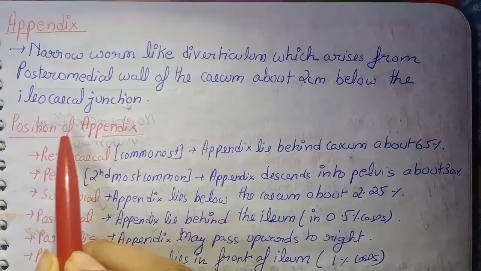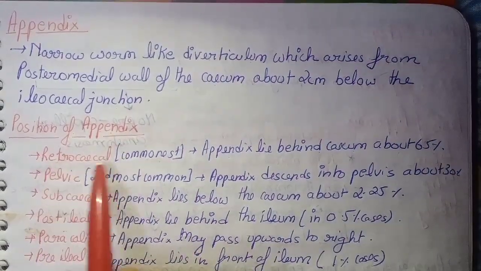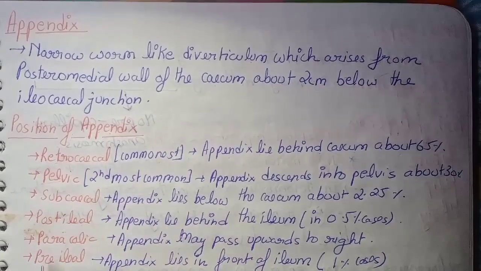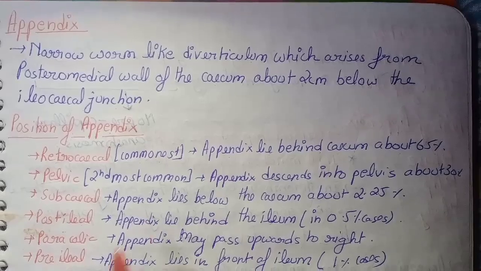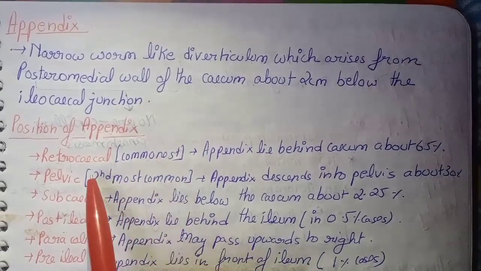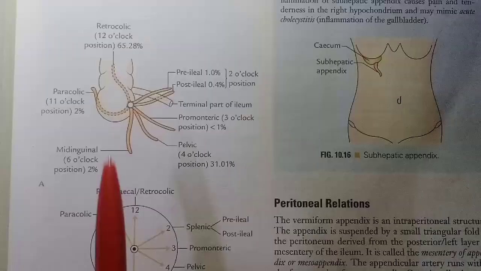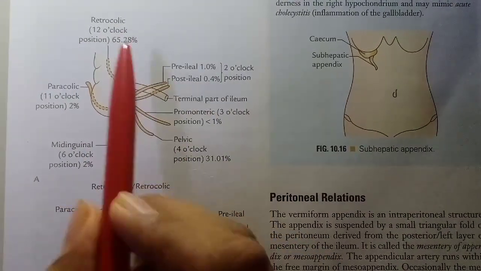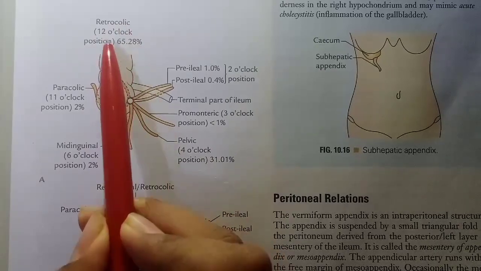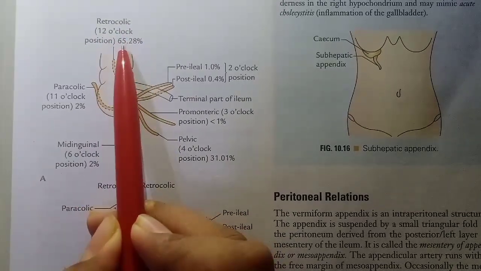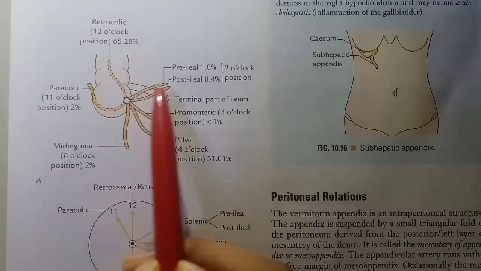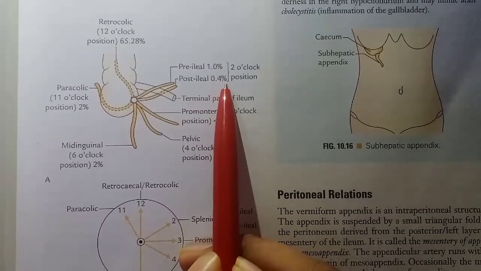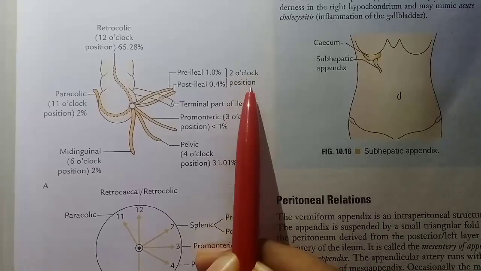Now coming to position of appendix: retrocecal, pelvic, subcecal, post-ileal, paracolic and pre-ileal. Retrocecal is commonest and second most common is pelvic. As you can see in the diagram, these all are the positions of the appendix, in which you can see retrocolic, it is 12 o'clock position, which is 65.28%, and pre-ileal, which is 1%, post-ileal, which is 0.4%, it is 2 o'clock position.